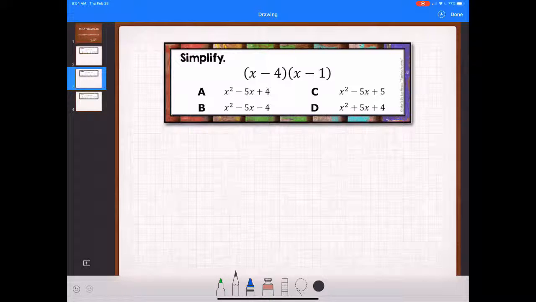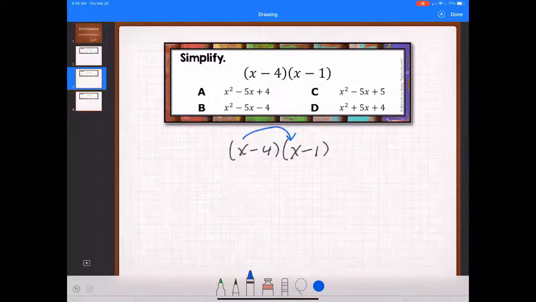Okay, let's try it again. x minus 4 times x minus 1. So we're going to multiply the first term here. x times x is x squared. x times negative 1 is negative 1x.